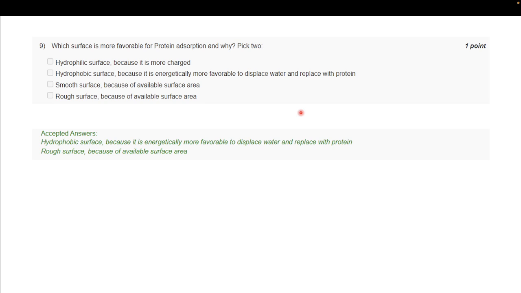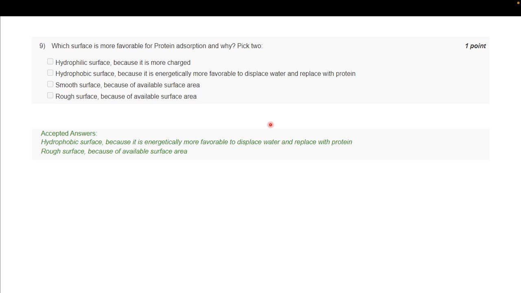So these are the two reasons. This becomes important when you're trying to build an implant or you're trying to tissue engineer, right? You can then tune what surface you want, whether you want more protein absorption. In that case, you can go for a hydrophobic surface, you can go for a rough surface. In case you don't want much protein absorption, you can go for a hydrophilic and a smooth surface.